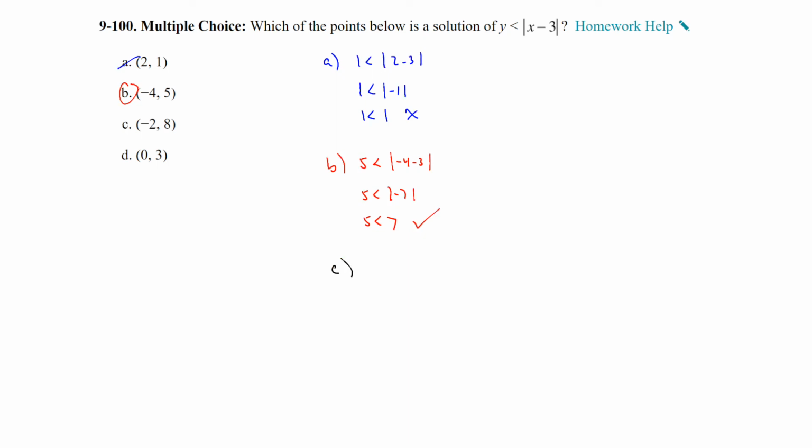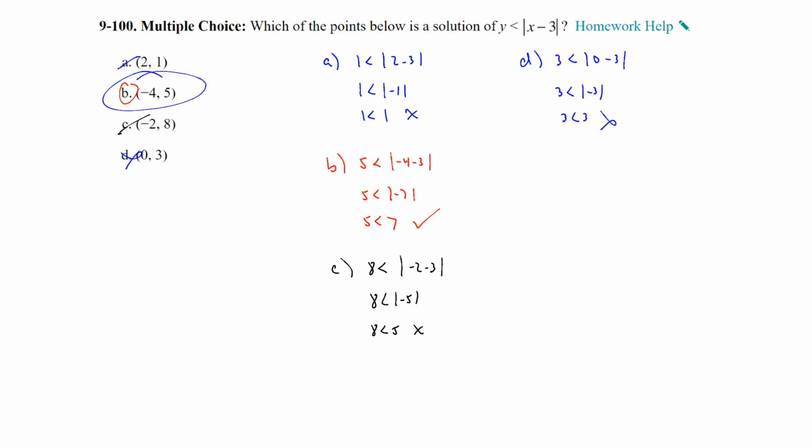C is negative 2, 8. So y is less than the absolute value of negative 2 minus 3. So 8 is less than the absolute value of negative 5. Is 8 less than 5? Nope. So that one's out. And so let's go ahead and do one more. We'll try D just to make sure. 3 is less than the absolute value of 0 minus 3. So is 3 less than the absolute value of negative 3, or is 3 less than 3? And no, that is not true as well. So it does appear that our answer will be B.